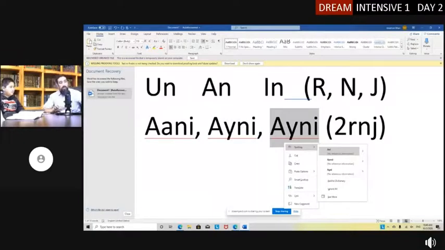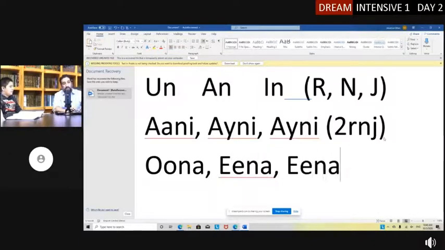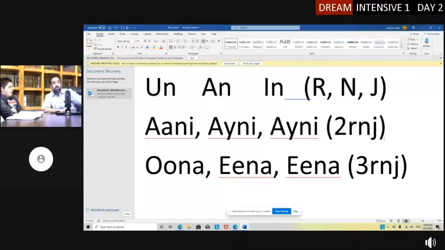Then the last one, what endings could you find? Muslimuna, muslimina, and ina again. And that will be three, meaning three or more, rafa, nasab, or jar. That's what it's going to be. Three rafa is going to be una, three nasab is going to be ina, three jar is going to be ina.